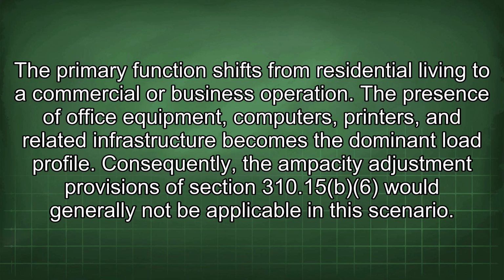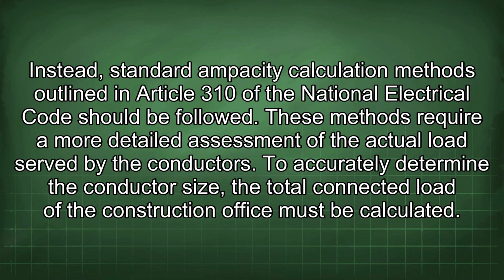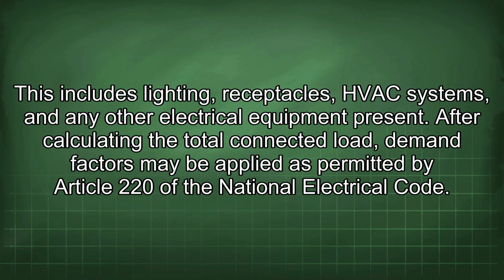Consequently, the ampacity adjustment provisions of Section 310.15(6) would generally not be applicable in this scenario. Instead, standard ampacity calculation methods outlined in Article 310 of the National Electrical Code should be followed. These methods require a more detailed assessment of the actual load served by the conductors. To accurately determine the conductor size, the total connected load of the construction office must be calculated. This includes lighting, receptacles, HVAC systems, and any other electrical equipment present.